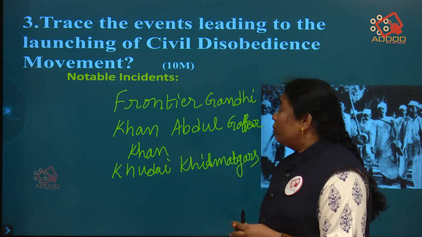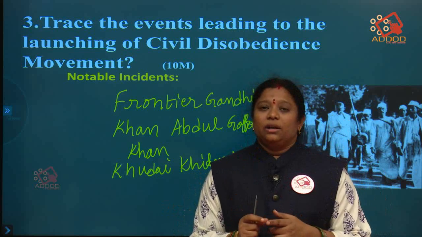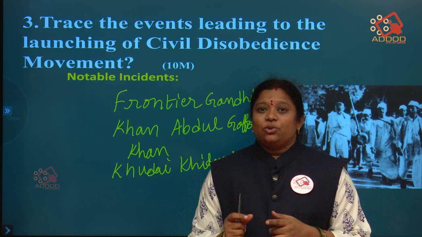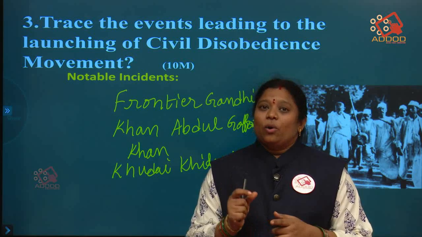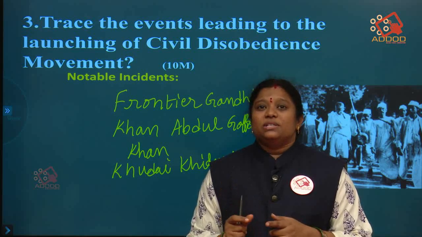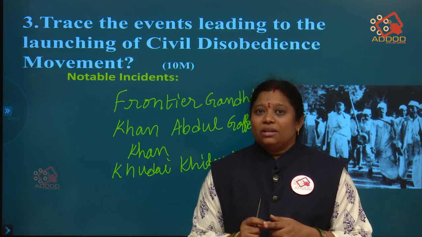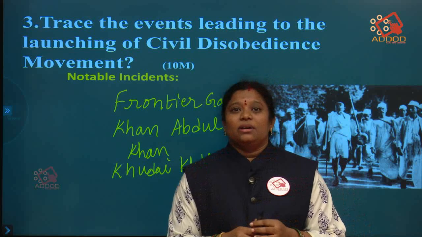And the movement came to an end with the Gandhi-Irwin Pact in 1931. Gandhiji and the Viceroy Irwin made an agreement, and according to this, the British government accepted to release the political prisoners from the prisons. So with that, this Civil Disobedience Movement came to an end in the year 1931.